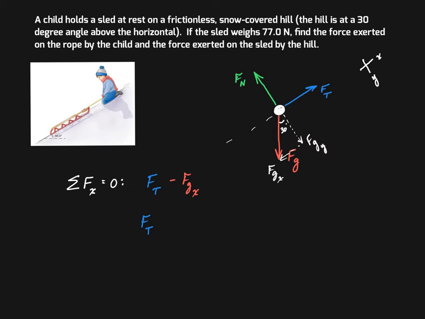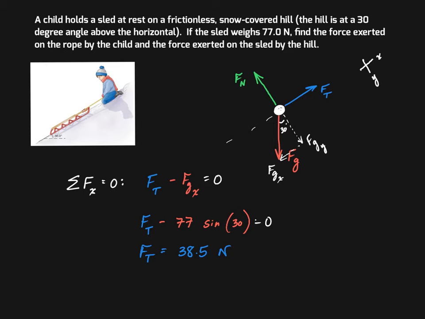So we're going to have Ft minus 77, because that was the weight of our sled, times the sine of 30 degrees, and we know that this is equal to 0, and I forgot to put that here too. So if we solve then for our tensional force, we are going to get Ft is equal to 38.5 newtons.